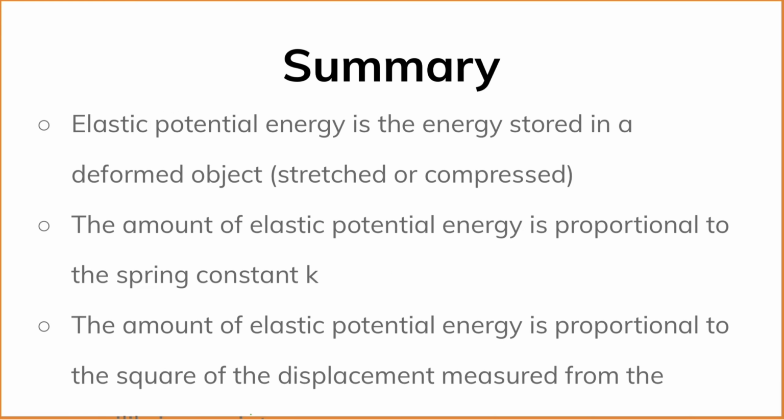In summary, when we talk about elastic potential energy, it's energy stored in a deformed object. So it's either going to be stretched or compressed, and the amount of elastic potential energy is proportional to the spring constant k. The amount of elastic potential energy is also proportional to the square of the displacement measured from the equilibrium point.